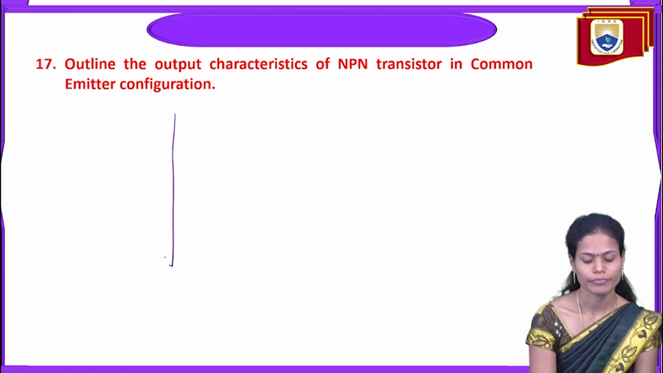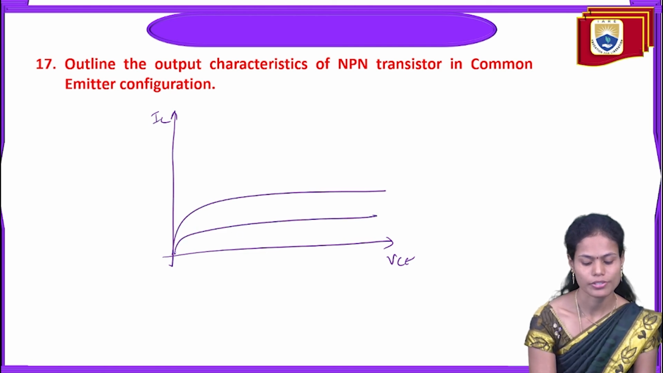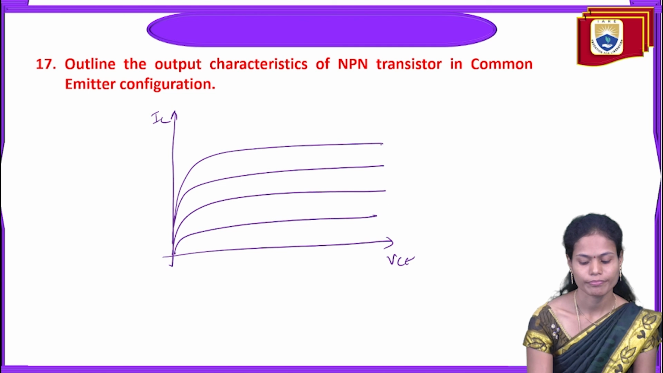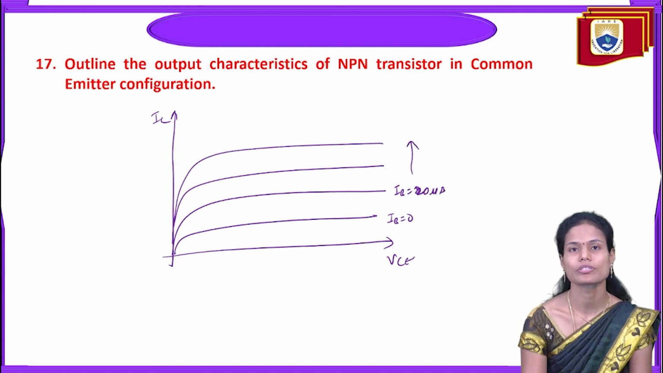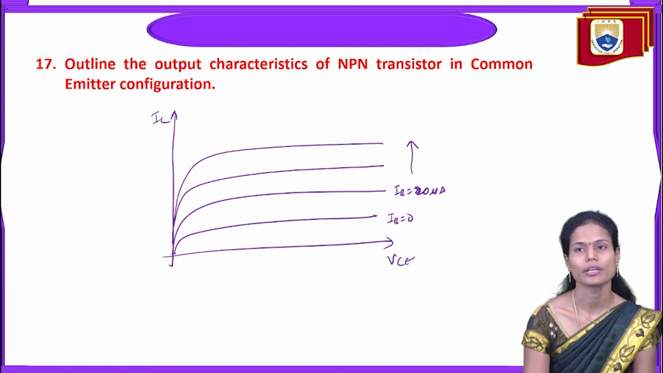We have already drawn this. This is the VCE versus IC curve with base current is some constant value. So base current from 0 to some 20 microamperes. So it will increase like this. So these are the output characteristics of the NPN transistor.